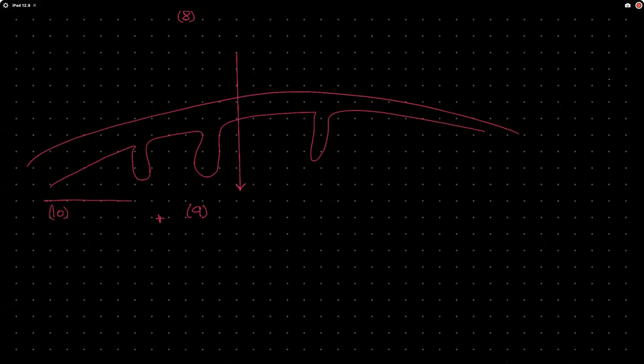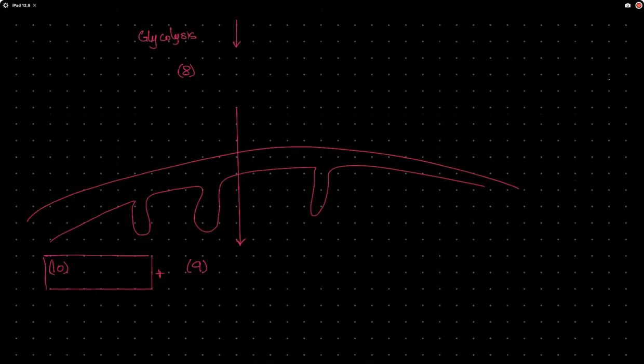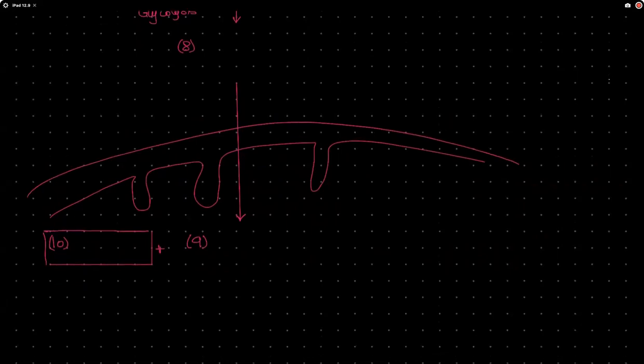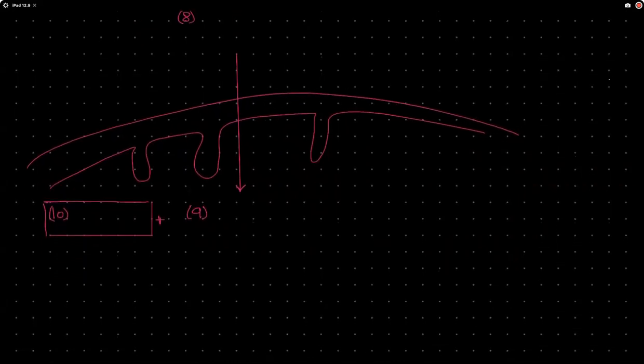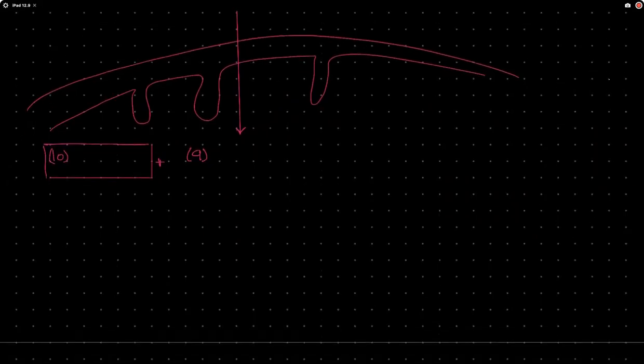So you've got here something from the inside of the inner membrane of the mitochondria that will bind to the substance that you've got from number eight, which is number nine, inside of the inner membrane of your mitochondria. And then those two, when attached to one another, they will form another substance.